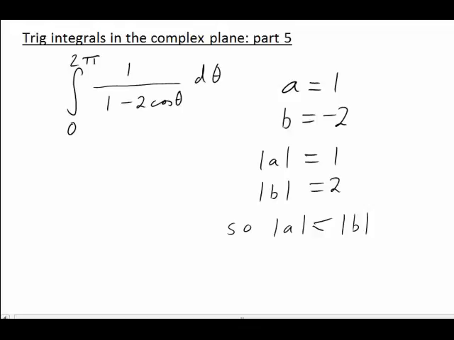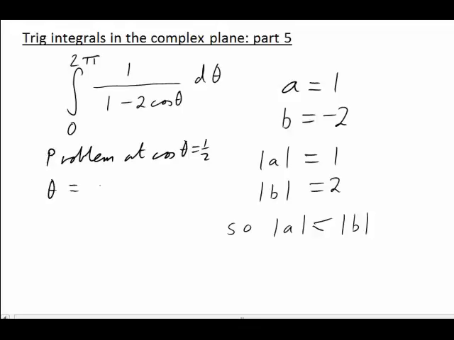In that case, notice that the absolute value of a is less than the absolute value of b. That means there will be some value of cos theta for which the denominator is zero. In fact, that problem happens when cos theta is a half. Between 0 and 2 pi, there are two angles which have that property.